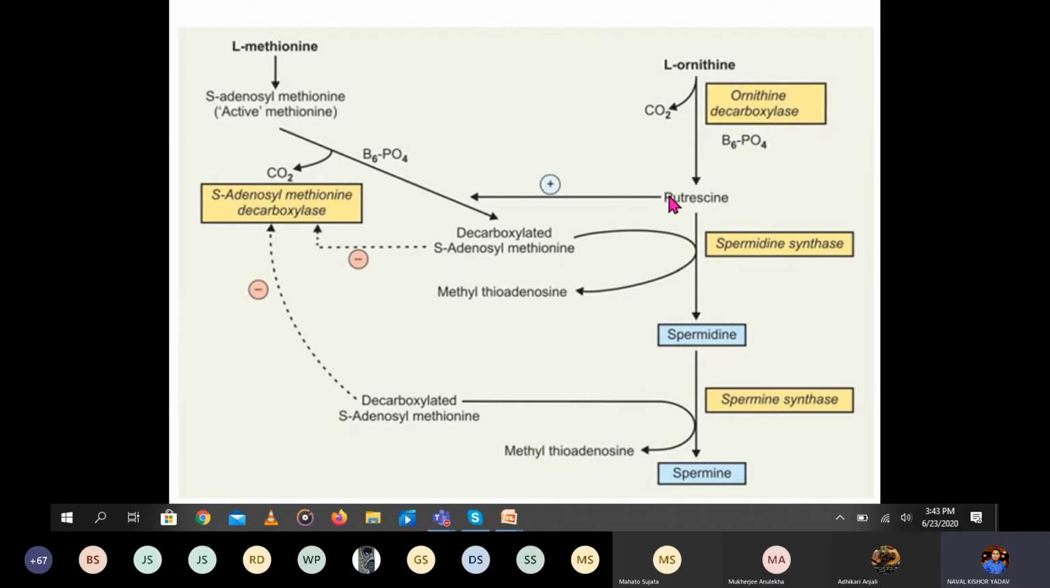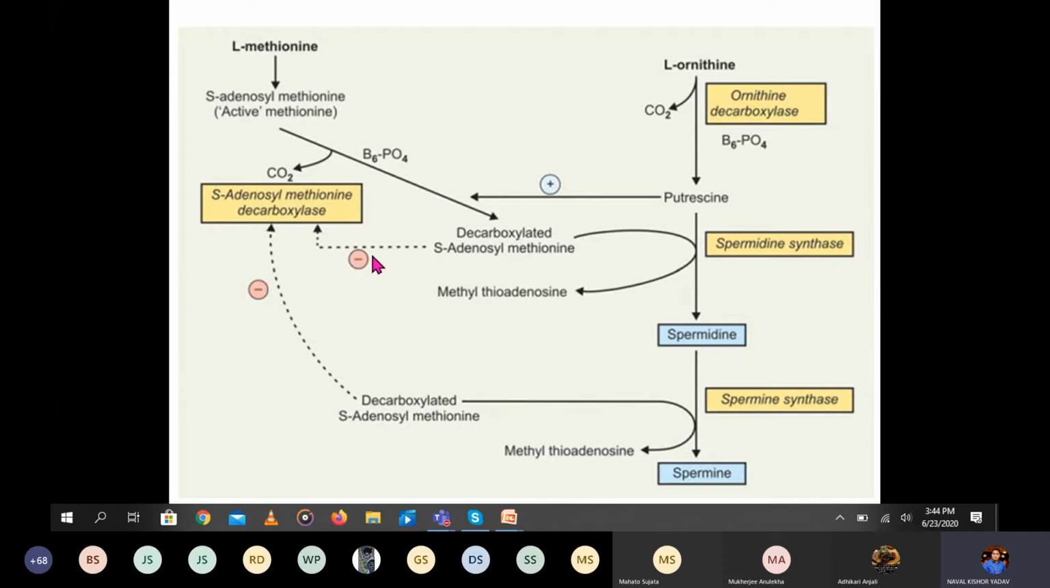Here you can see this plus sign. This plus sign indicates that putrescine increases the synthesis of decarboxylated S-adenosyl methionine. That means it increases the formation of decarboxylated S-adenosyl methionine. If the concentration of putrescine is increased, that causes activation of this enzyme, S-adenosyl methionine decarboxylase. If this enzyme is activated, this causes the decarboxylation of S-adenosyl methionine, and it forms the decarboxylated S-adenosyl methionine, which is required for the formation of the spermine and the spermidine.